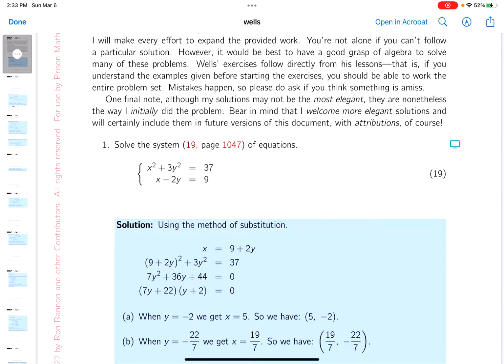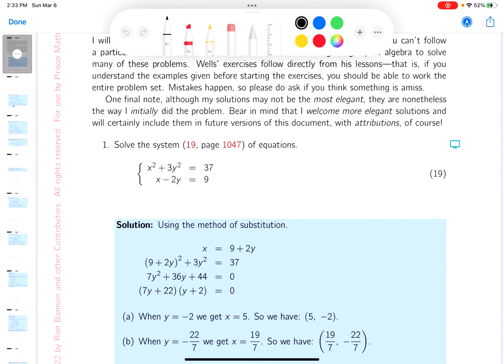One thing I would do, and this is a recommendation, is to look at this equation here, and I think it's probably easiest to solve for x. What is x equal to? 2y plus 9. And then take this and plug it into the first equation. So what does that mean? Well, x is the same thing as 2y plus 9. So I have (2y plus 9) squared plus 3y squared is equal to 37.